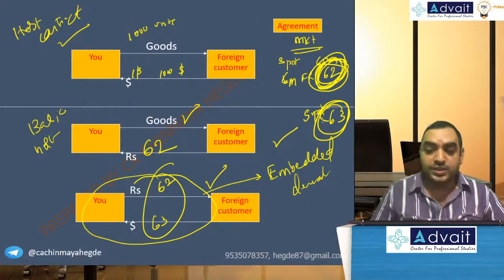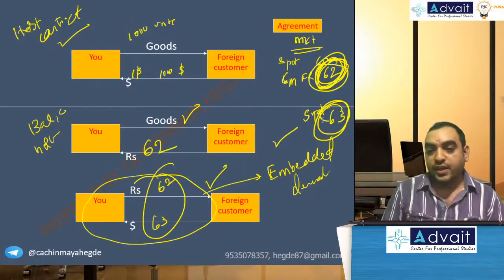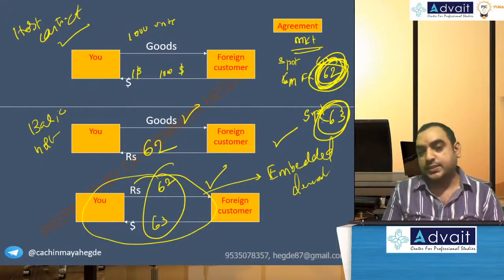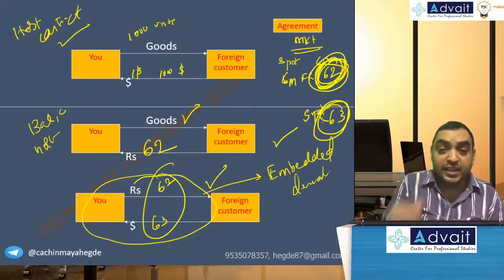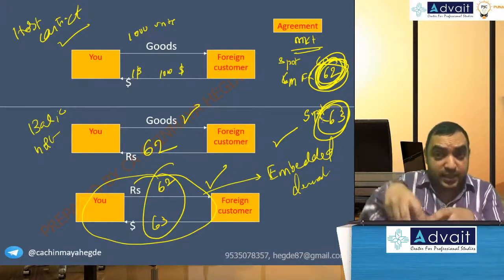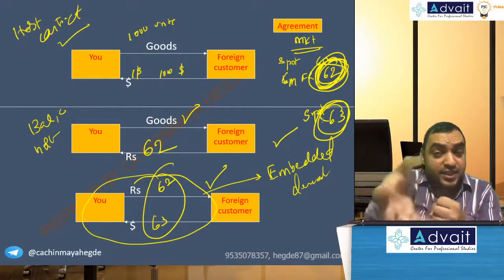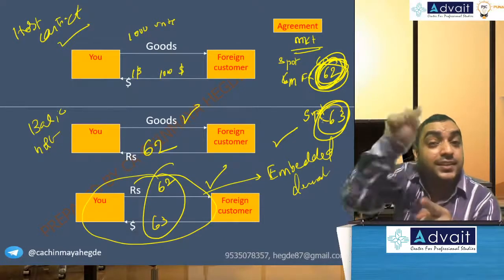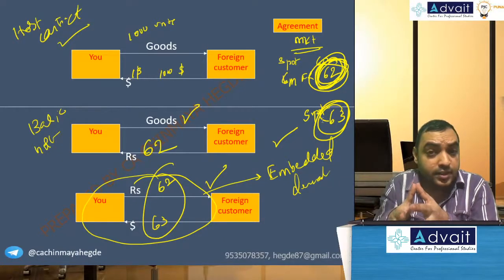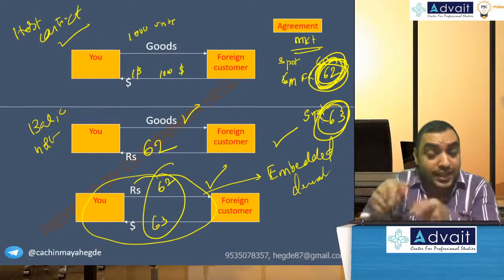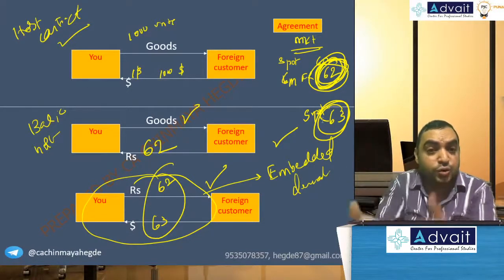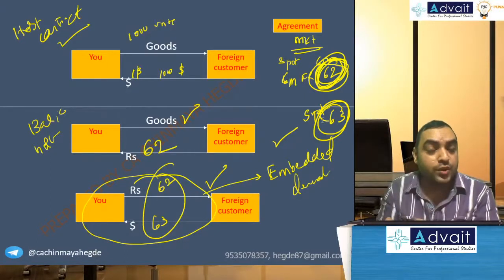I'm not agreeing to sell the goods at 62, so how can I record the gain of 1 rupee? You did not account for selling the goods at 62 rupees, but you entered into this agreement, in which you have an agreement to buy the dollars. In the agreement, you are getting the dollars. That is a forward contract to get dollars.